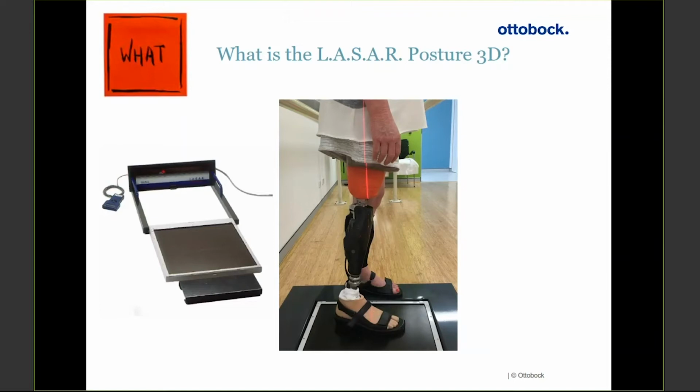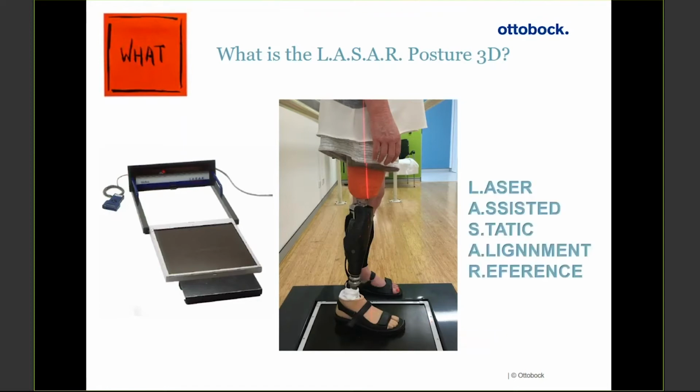Now, you might think it's my strange Australian accent that I'm using the term L.A.S.A.R posture, but in fact, it's an acronym. It stands for Laser Assisted Static Alignment Reference. In other words, we have this reference line that's depicted by a laser in this case, and it's going to assist us during static alignment.